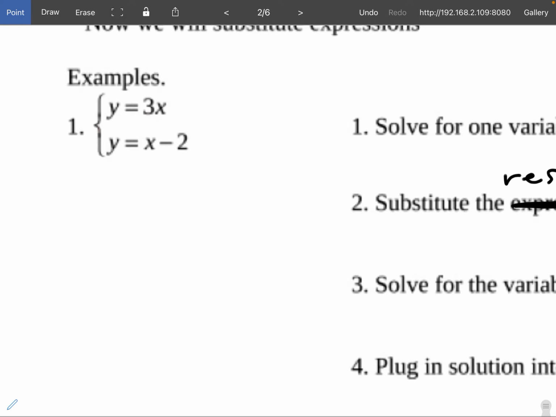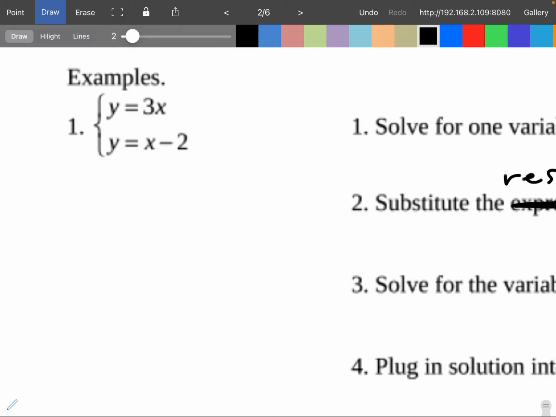So let's do example 1. Now, is one of the equations solved for one of the variables? You got 2 equations here, right? We need one of them to be solved for one of the variables. That means get x or y by itself on one side of the equal sign. Do we have that? Ava says yes. Yeah, we do. In fact, the top equation is solved for y and the bottom equation is solved for y.